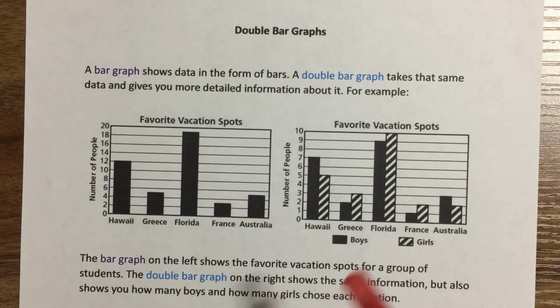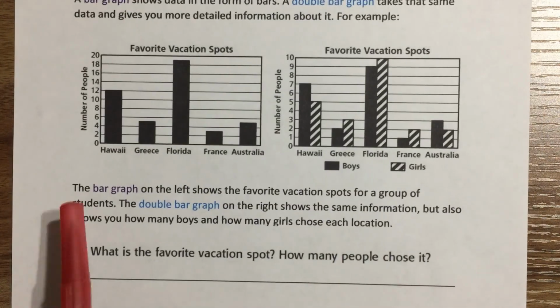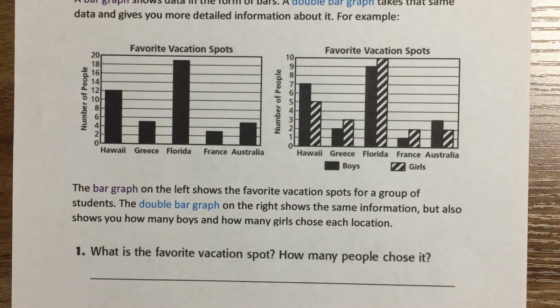It does not have to be just boys and girls. It could be other labels that you want to use. But you have to look at the key that's going to tell you what those bars stand for, what the different colors and the different patterns that those bars have stand for. So, like I said, the bar graph on the left shows favorite vacation spots for a certain group of students, but the double bar graph shows that same information, just breaking it down into boys and girls for each location.